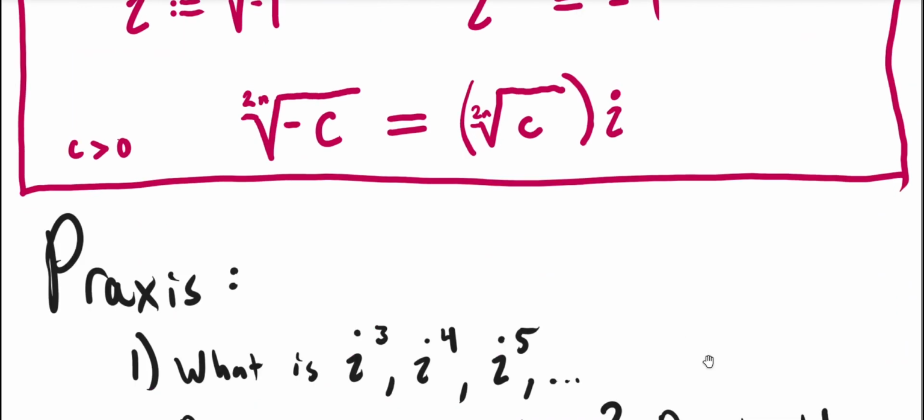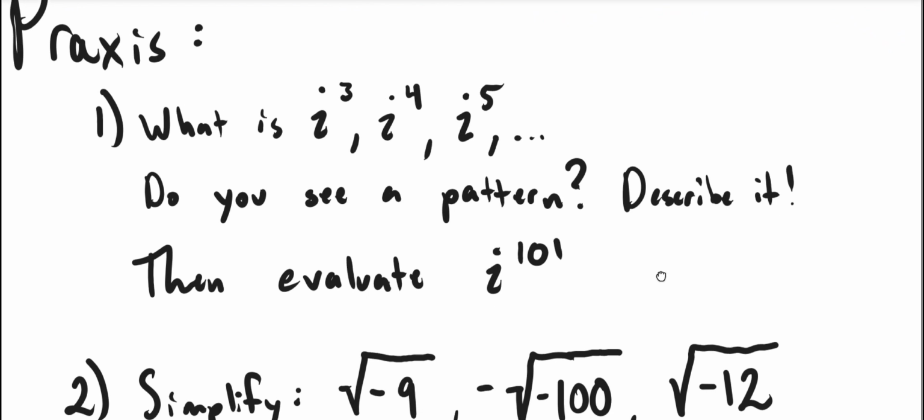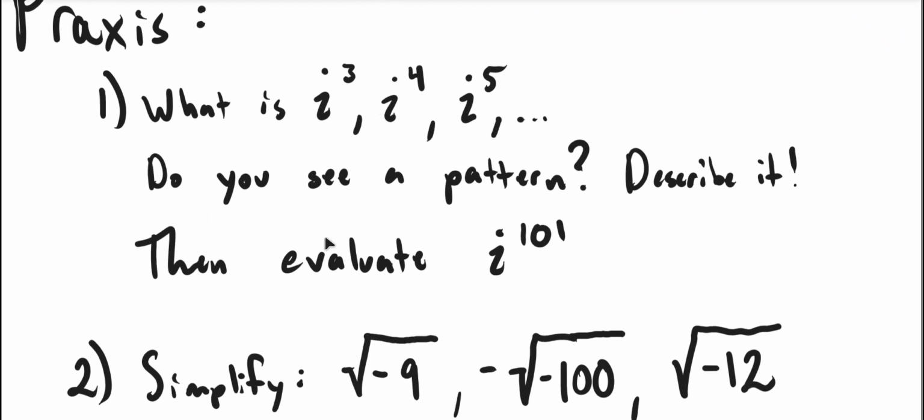All right, time for some practice exercises for the day. First one is I want you to consider the powers of i. Multiply i by itself 3 times. What do you get? 4 times. What do you get? 5 times. What do you get? Do you see a pattern developing? If you see that pattern, describe that pattern, and then use that pattern to evaluate i to the 101.